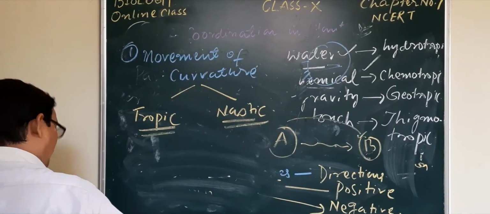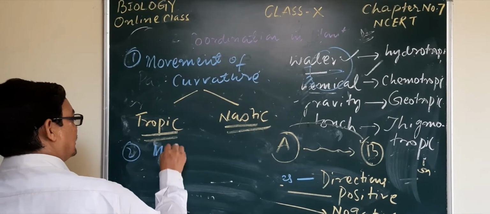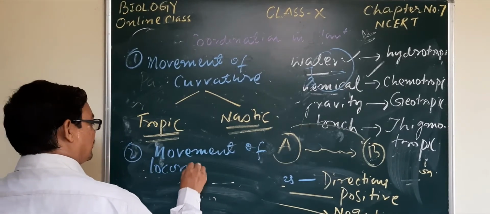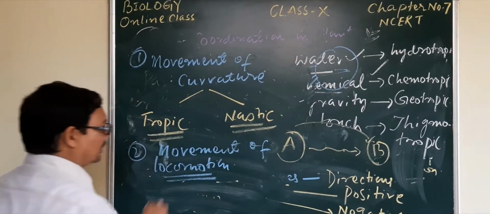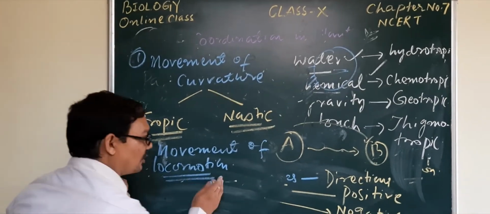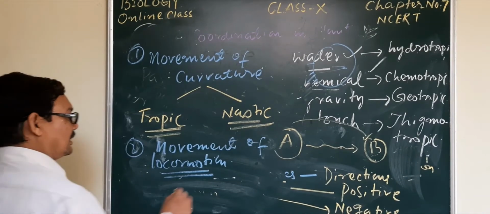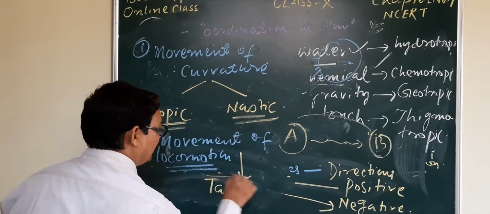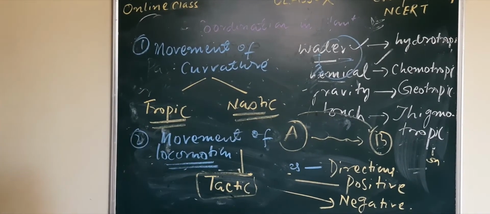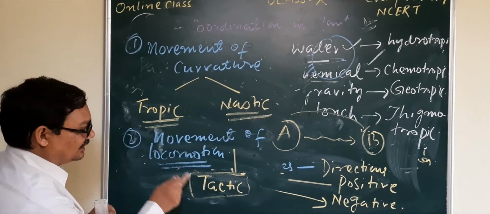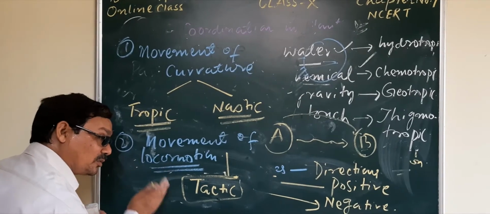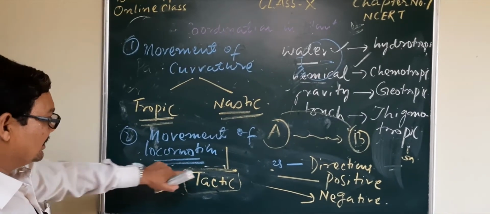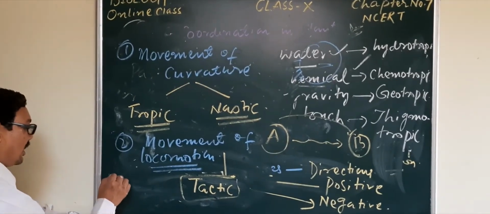And the second important type of movement is the movement of locomotion, that means where the entire position of the organism will change. They may locomote from one place to another, and this type of movement is only one single type, that is the tactic. Just for your knowledge, I have given this idea, tactic movement. That means in case of the tactic movement, the movement is similar to locomotion, like that of ourselves. Understand?